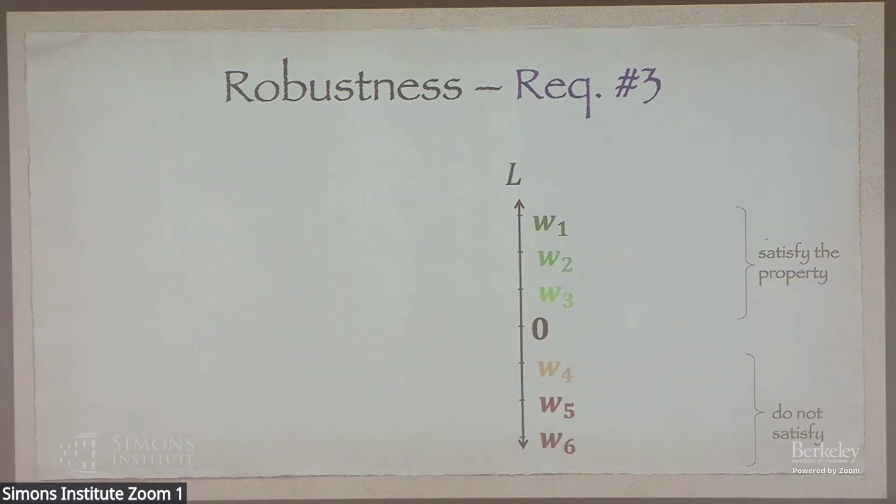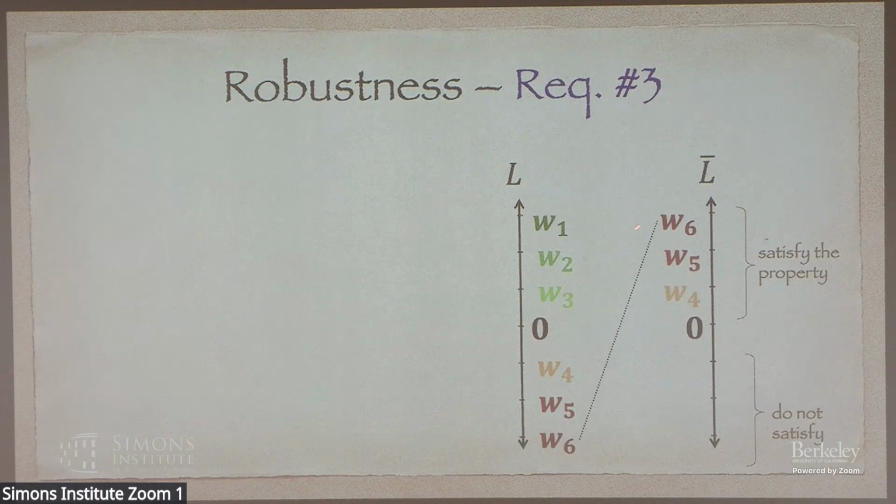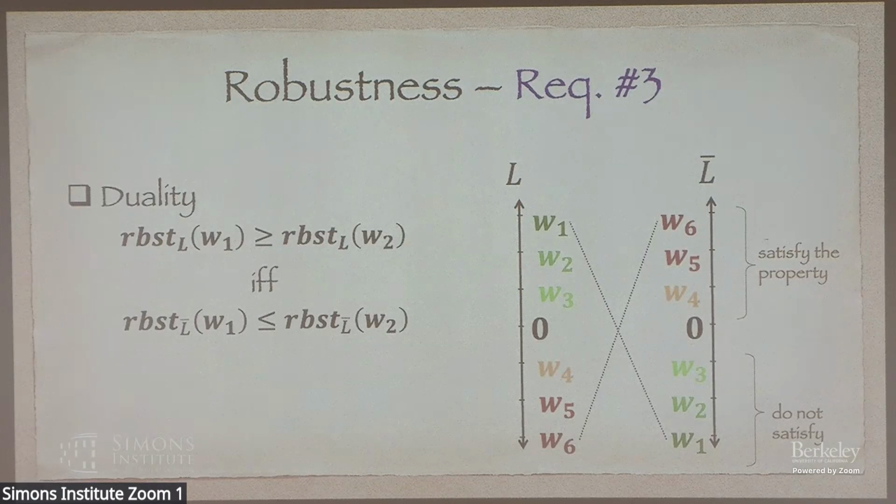The other requirement that we have has to do with the complement of the language. So if this is the order of the words with respect to a certain language L, if you give me the complement of that language, I would expect the order to be reversed. So first, the words that did not satisfy suddenly satisfy, but also the one that was less robust is now the most robust. And similarly, the words that were accepting are now violating, but the one that was most robust is now the least robust. So this is what we call the duality.